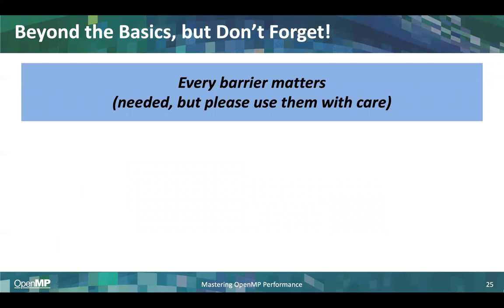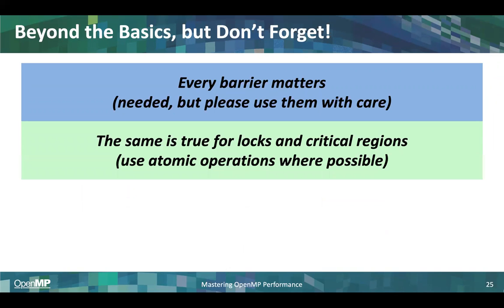I can't stress that enough. A barrier is useful and you need them, but they are expensive. So use them with care. So think about nowait, or if you use an explicit barrier yourself, be careful when to use them. The same is true for locking in critical regions. You absolutely need those in certain cases, no doubt about it, but be careful and specifically look at atomic operations.